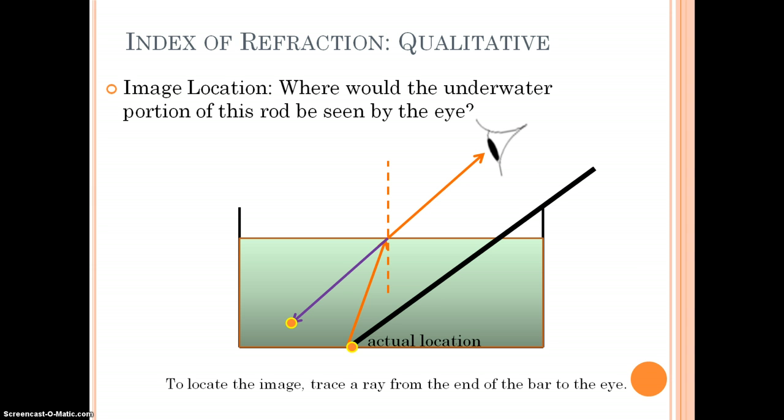So if I wanted to see how the rod appeared to be bent, I'm going to start here where the rod first touches the water and end over here where my eye would see the end of the rod. And if I connect those two, that would be how the rod appears to be bent inside the tub of water. So that's the qualitative look at how an index of refraction is going to affect light rays as they go through the air.